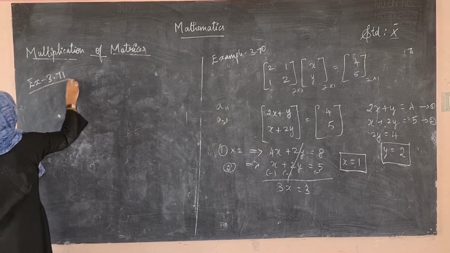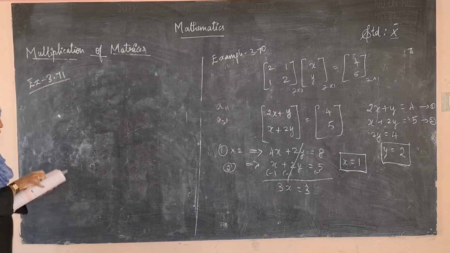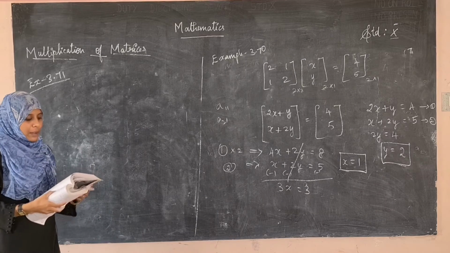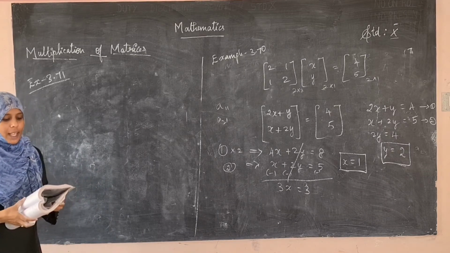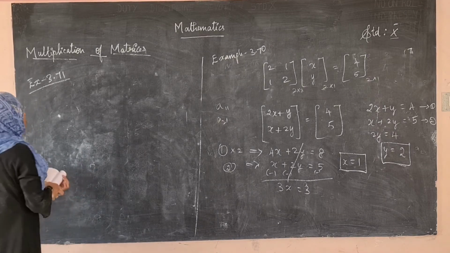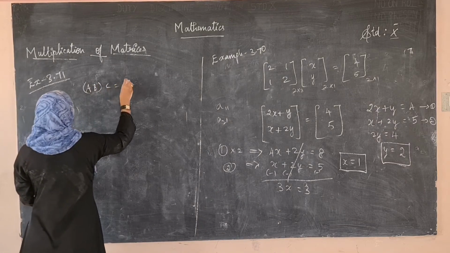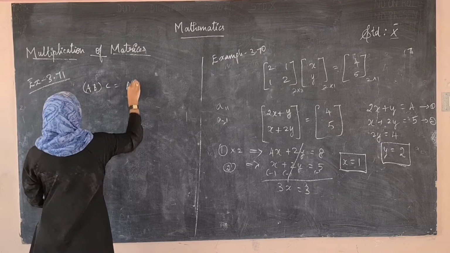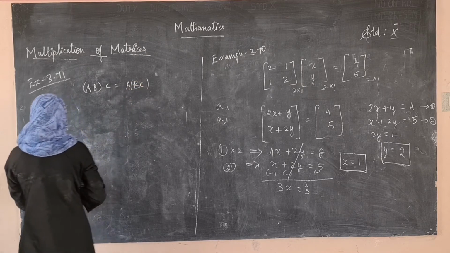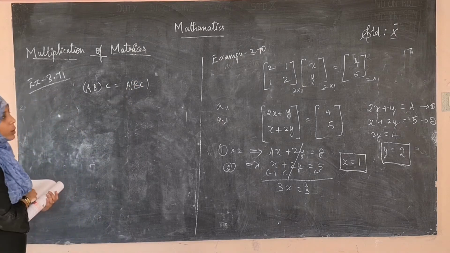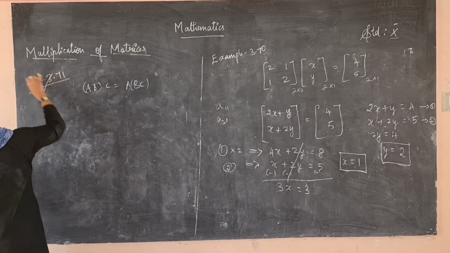Example 3.7. What have they given? If A is equal to the given matrix, they have given 3 matrices A, B and C. Then you have to show this. So this is the assignment for you.